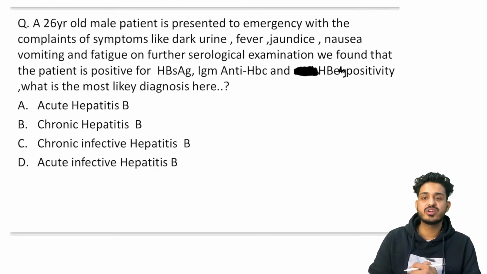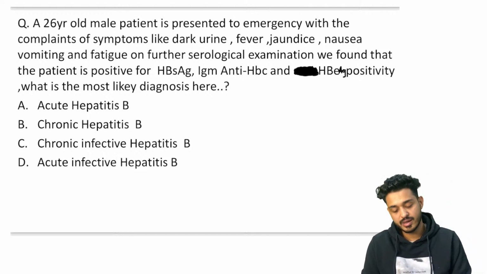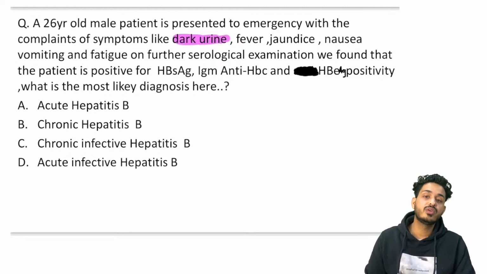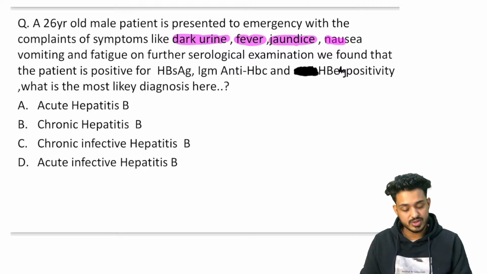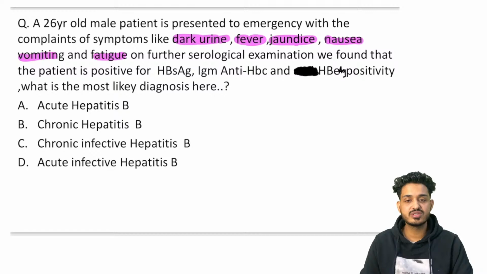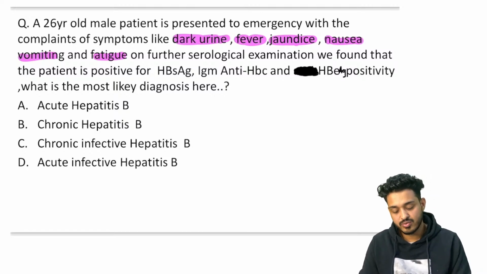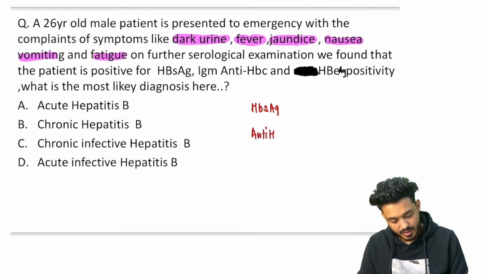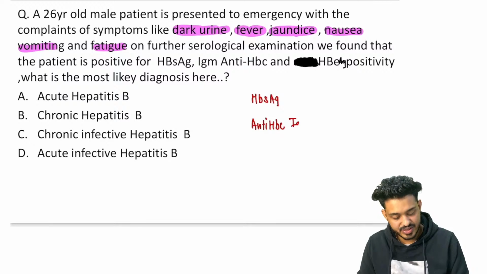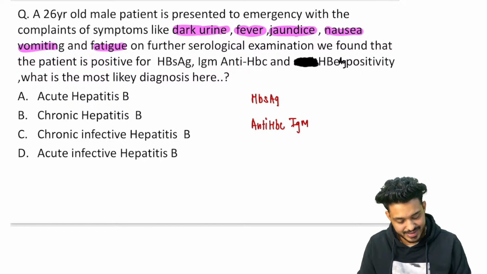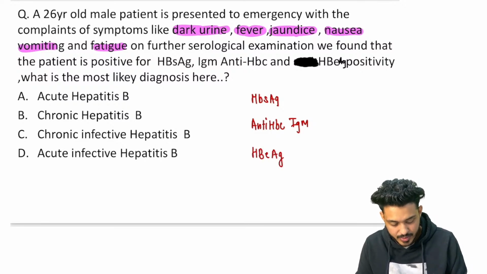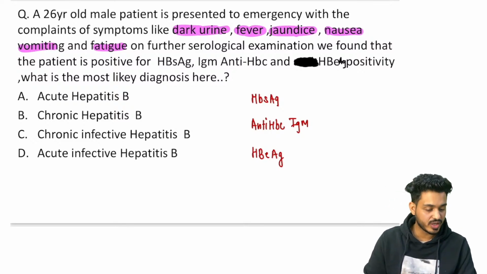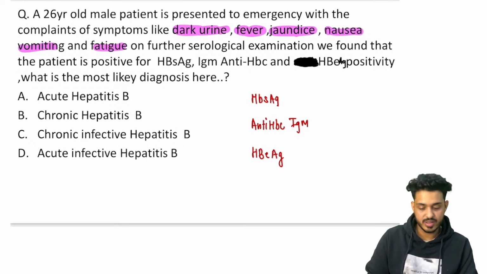A 26-year-old male patient presents to the emergency with complaints of dark urine. We are going to start off with the GIT now. The patient is having fever, jaundice, nausea, vomiting, fatigue, and on further examination, serological examination, we have found that the patient is positive for, first thing, HBsAg. HBsAg positivity is there. Second thing, this patient is positive for IgM type of anti-HBc antibody, and this patient is also positive for HBeAg. So what kind of diagnosis is it? Is it acute? Is it chronic infective hepatitis? Is it acute infective hepatitis B?